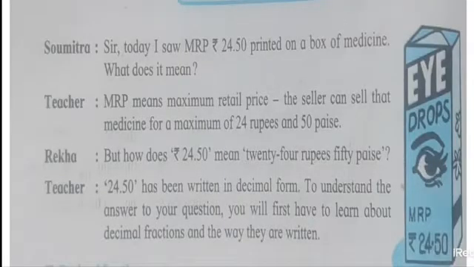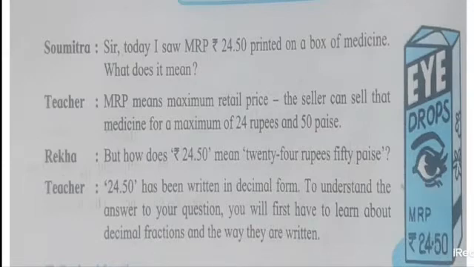I hope you must be having the textbook with you. There is a little conversation between Soumitra, the teacher and Rekha on page number 52. Let's see what the conversation is about. Soumitra: Sir, today I saw MRP rupees 24.50 printed on a box of medicine. What does it mean? Teacher: MRP means maximum retail price. The seller can sell that medicine for a maximum of 24 rupees and 50 paise.